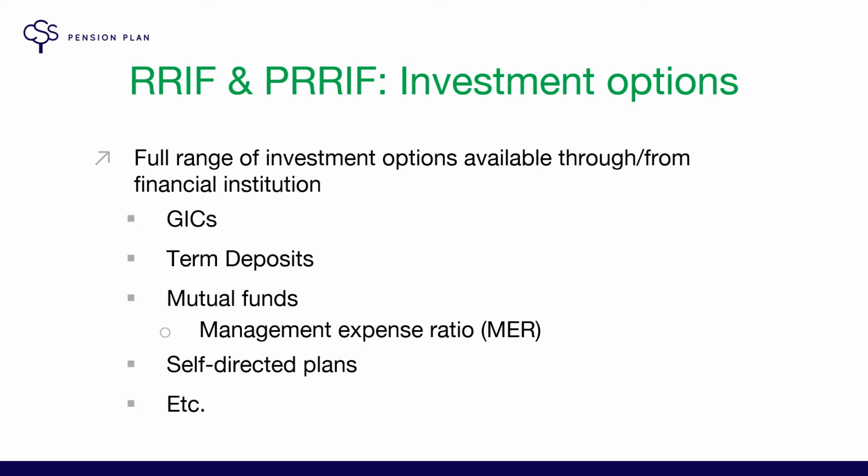There is a wide range of investment options for your RIF or PRIF. The investment options are basically whatever is available through the credit union or other financial institution you are dealing with. They can range from GICs and term deposits to mutual funds and self-directed plans. If you're investing in mutual funds or self-directed plans, please be sure to discuss with the credit union or other financial institution what you will be paying for investment management fees. We suggest you compare those fees with the management expense ratios or MERs of the CSS Pension Plan's investment funds before you make the final decision to transfer your funds over to a RIF or PRIF.